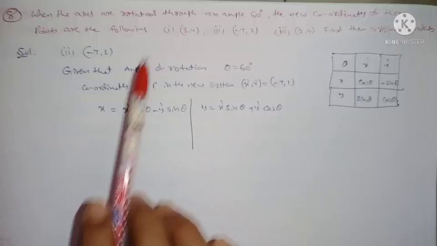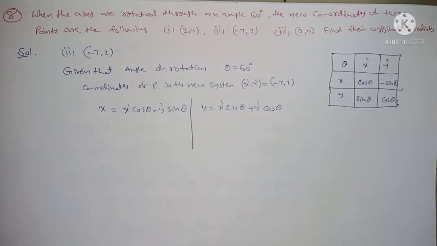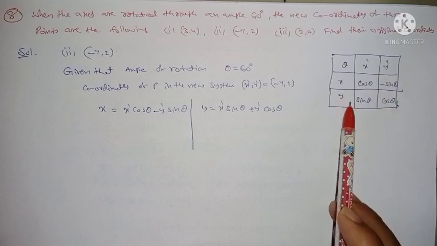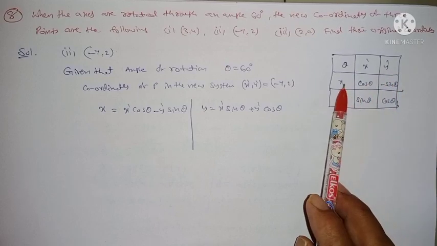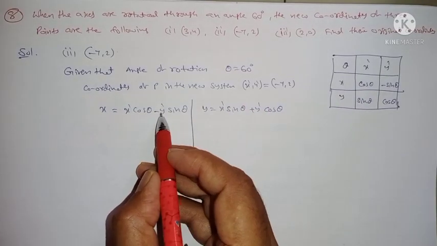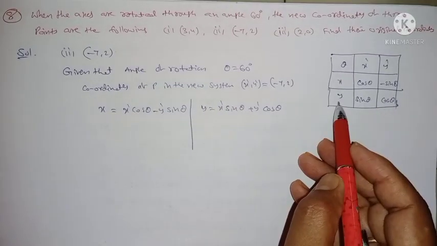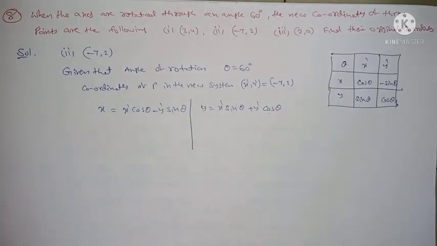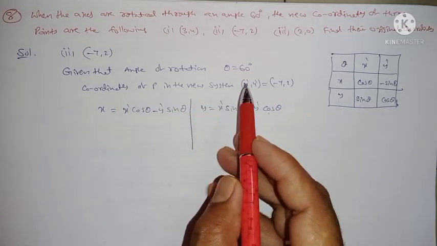Similarly, you can find any one of them using the same procedure. I will explain the second problem here, minus 7 comma 2. The relation between the rotation angle theta, x dash and y dash, and x and y is: x is equal to x dash cos theta minus y dash sin theta, and y is equal to x dash sin theta plus y dash cos theta. Therefore, theta is equal to 60 degrees, and the new system x dash and y dash is what is given here.